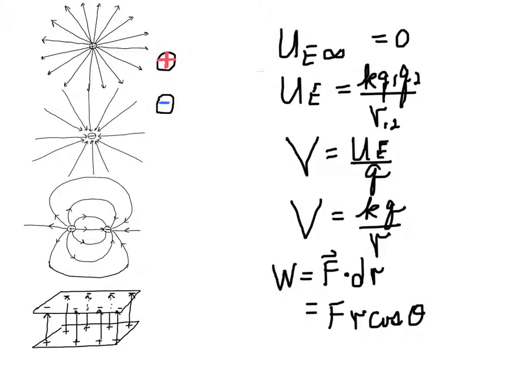And I wrote down some other equations that I'll refer to as we go along. This is how to calculate the electric potential energy for two point charges. This is the definition of electric potential, which we'll be talking about. It's the potential energy per unit charge, similar to the way electric field is force per unit charge. And for calculating the electric potential for a single point charge, we use this equation.